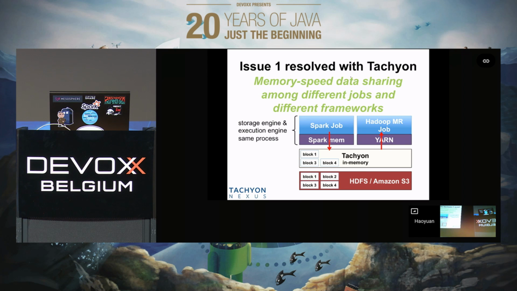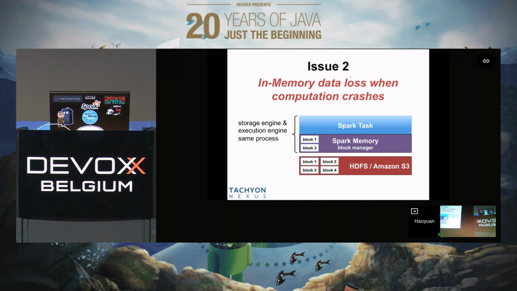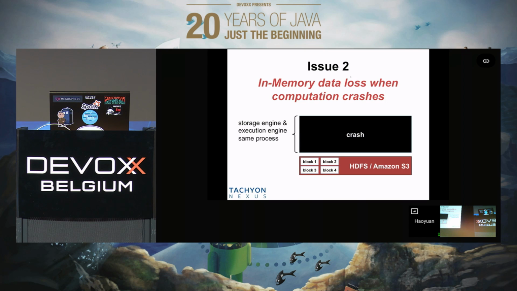That's the first issue. The second issue is that in many in-memory computation engines nowadays, like Spark, they use the same process for the storage engine and the execution engine. So you have the issue that if the execution engine crashes, you also lose the data in your storage engine.